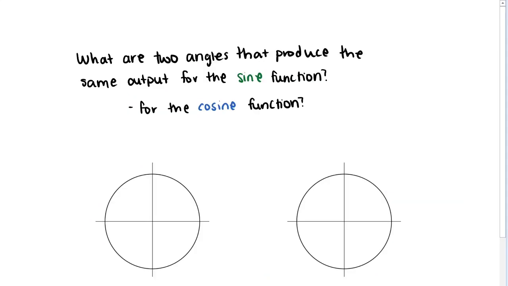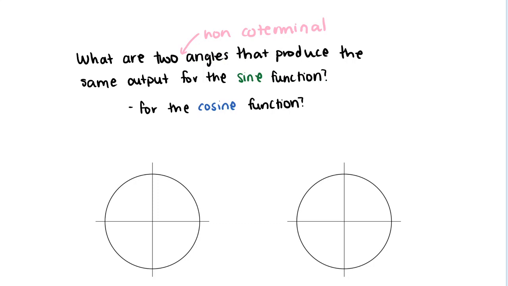So we're going to talk about many more identities later on in this class, but I'd like to bring up 2 now. And so to motivate these 2 identities, let me ask the question: what are 2 non-coterminal angles that produce the same output for the sine function? Can you think of any? Let me ask you to pause the video and see if you can.